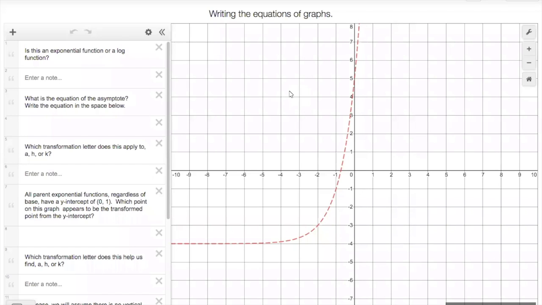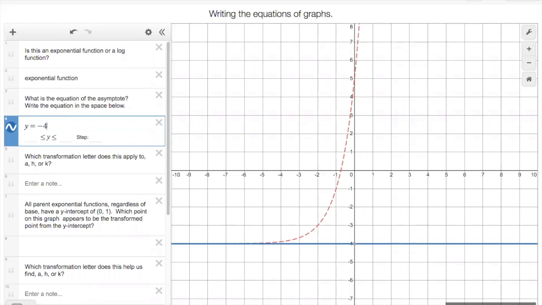We are going to look at writing the equation of a transformed graph. So if we look at this graph, we can see that it is an exponential function. And the way I know that is because if I look, I can say, okay, it has a horizontal asymptote at y equals -4. So the horizontal asymptote at y equals -4.